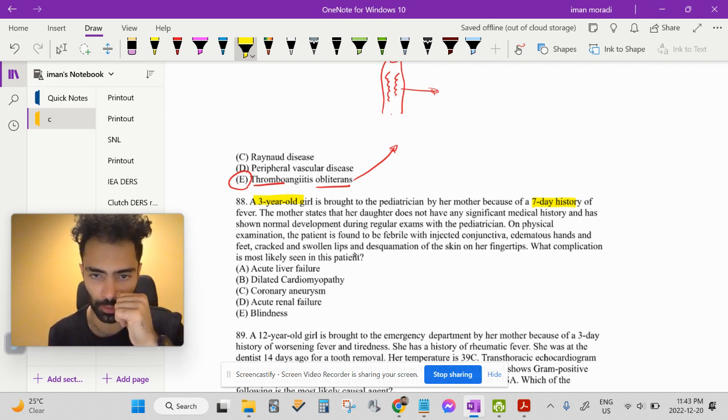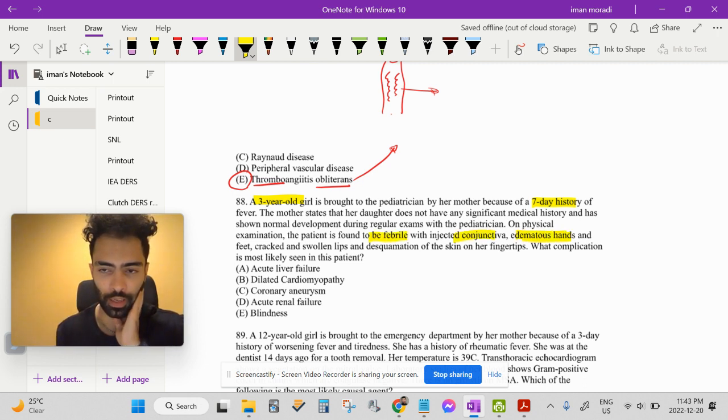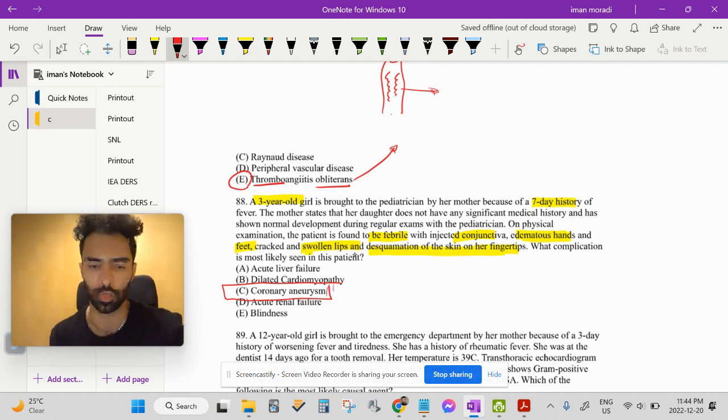Basically, it's describing a little girl who has a fever, and it sounds like it should be a viral infection. She has conjunctivitis, then a rash on the hands and feet, and swollen lips, like skin lesions. This is Kawasaki's disease, and you get coronary aneurysms. Keep that in the back of your mind. What do you give them to cure it?